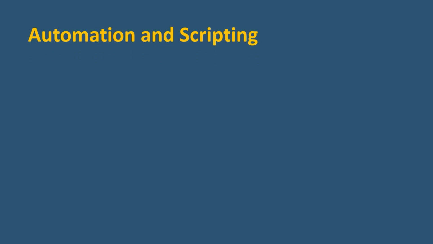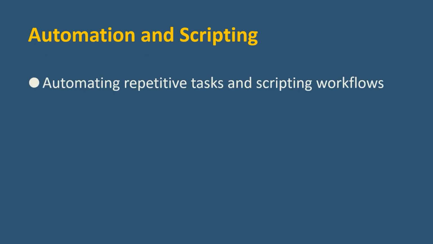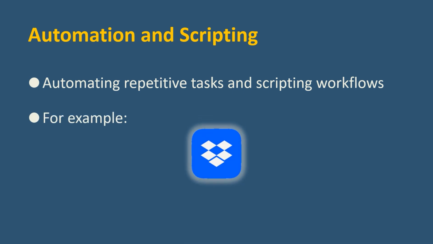Automation and scripting. Python is excellent for automating repetitive tasks and scripting workflows. Many businesses use Python scripts to streamline processes, such as automating software deployment, managing system configurations, and extracting data from websites. For example, Dropbox relies heavily on Python for automating various internal processes, improving efficiency and productivity.